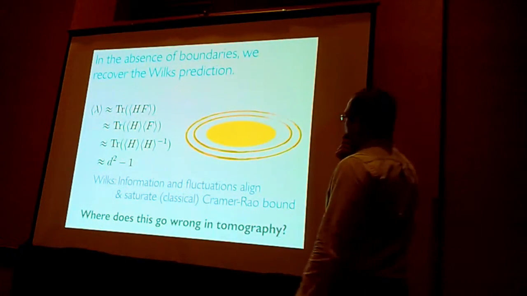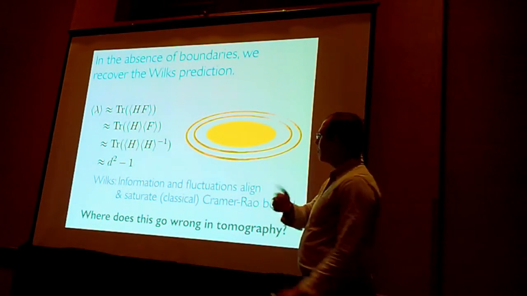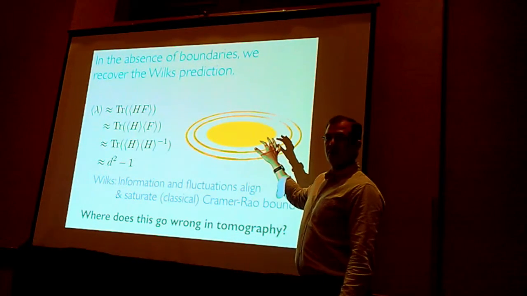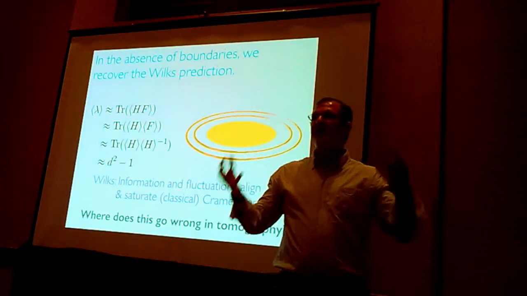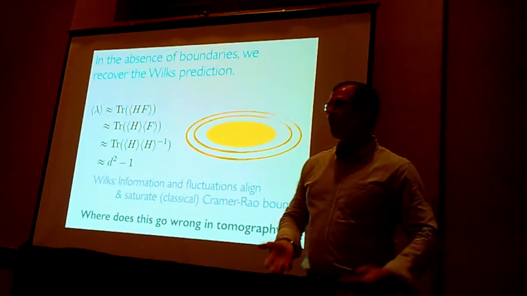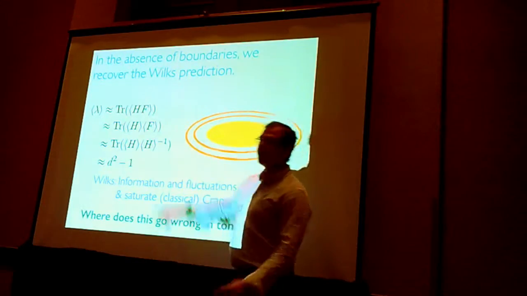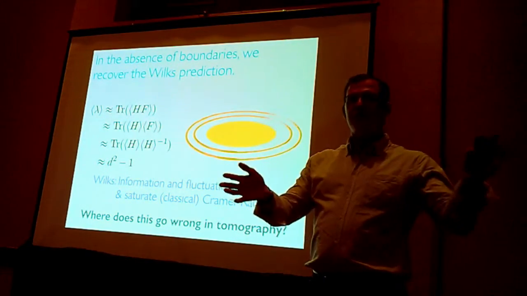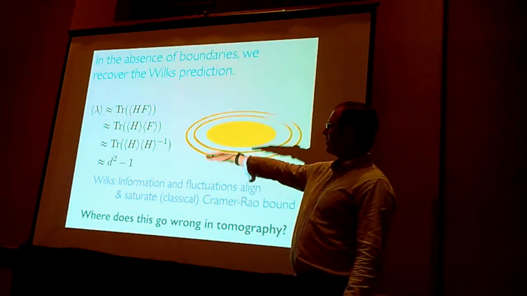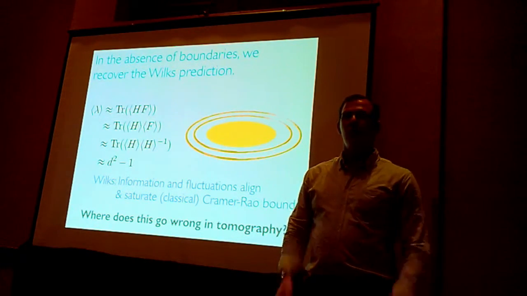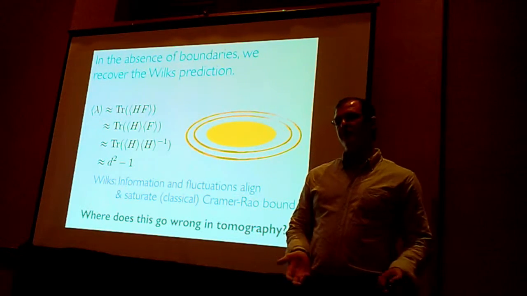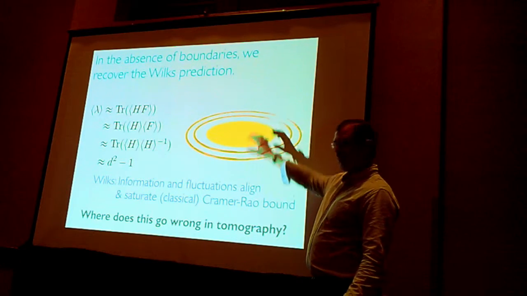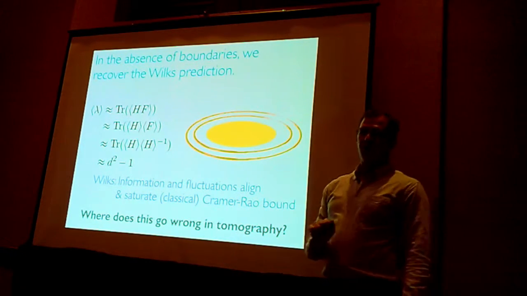You then say, oh, well, there are no boundaries, so the fluctuations F align with the contours of the observed information. This means that essentially we are saturating the Cramér-Rao bound, which means that this fluctuation tensor has to be the inverse of the Fisher information, and voilà! Using the Taylor series, we say the expected value of lambda is d squared minus 1. We recover the Wilks result in the absence of any kind of boundaries. It requires that things line up and that we can saturate the classical Cramér-Rao bound.